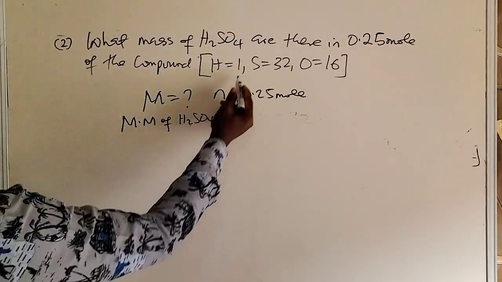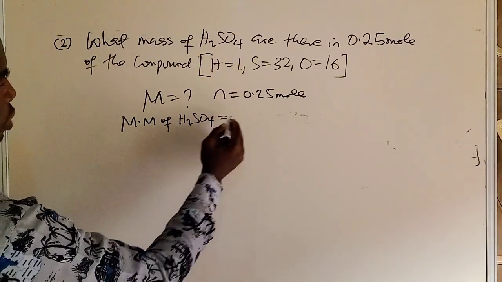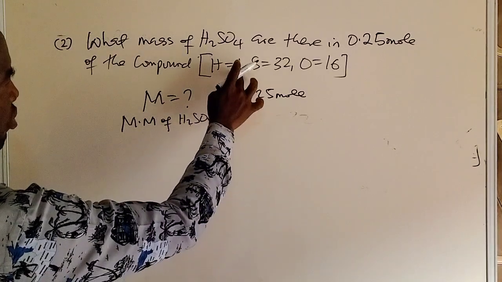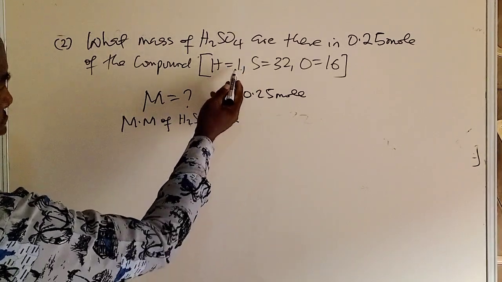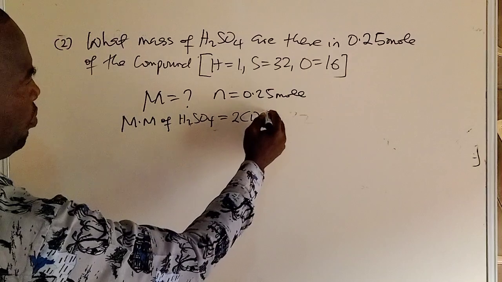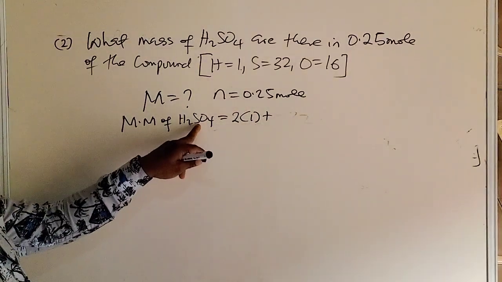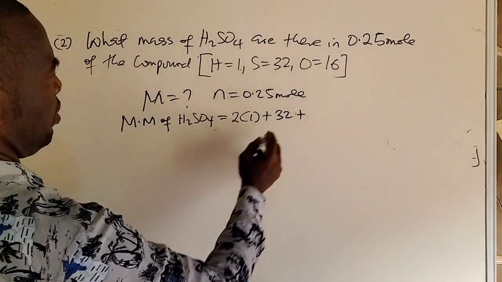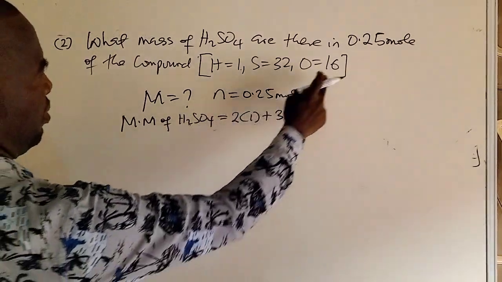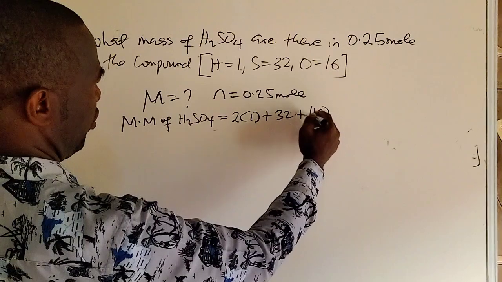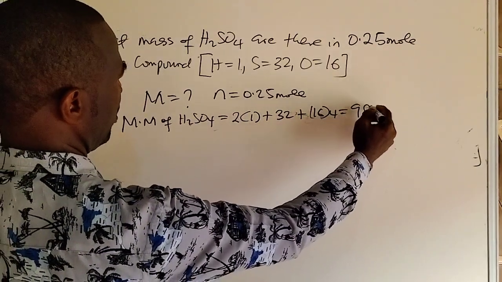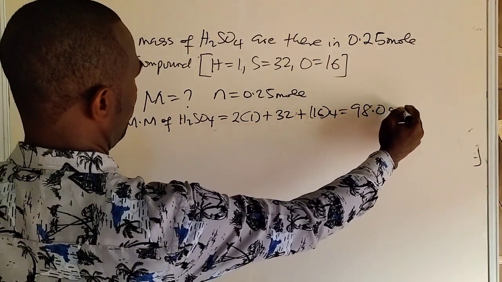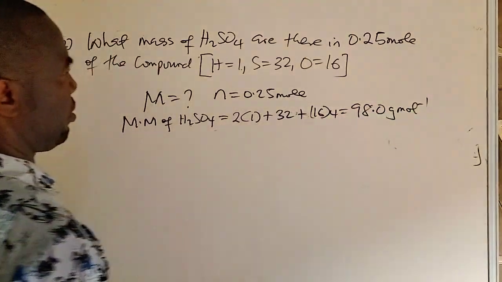Hydrogen is one atom, we have two atoms. So two, and the mass of hydrogen is one, but there are two atoms, 2 times 1. Sulfur is one atom. The mass of sulfur is 32. Oxygen is 4 atoms. The mass of oxygen is 16 multiplied by 4. That gives us 98.0 gram per mole as the molar mass.